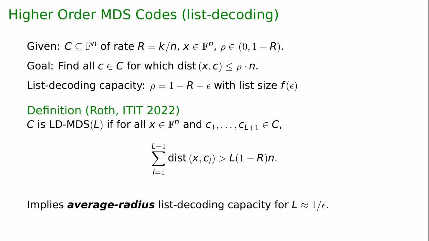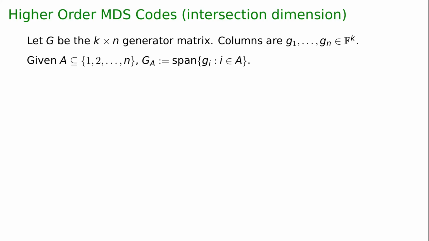In particular, this implies that your code achieves average radius list decoding capacity as long as L is approximately 1 over epsilon. We now discuss a different interpretation of higher order MDS codes.